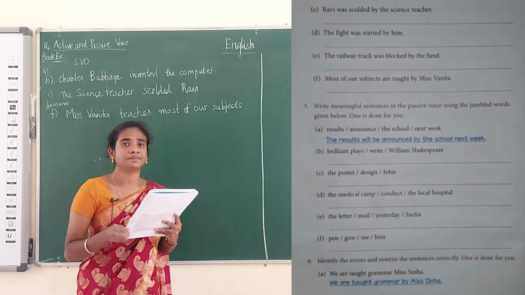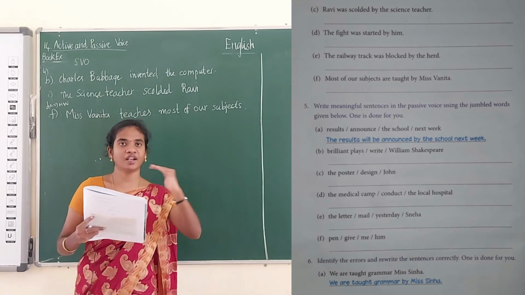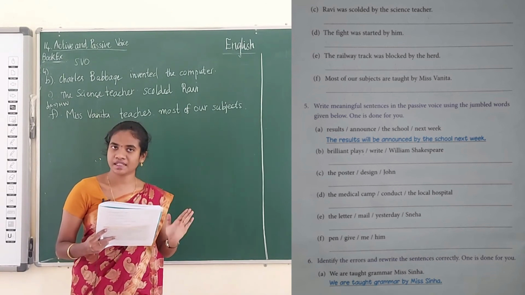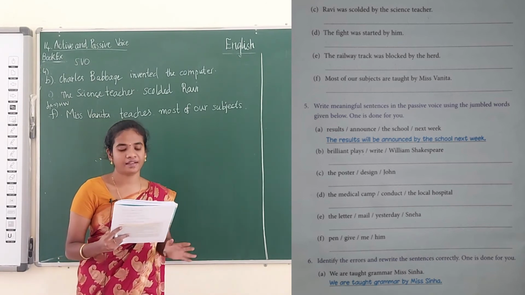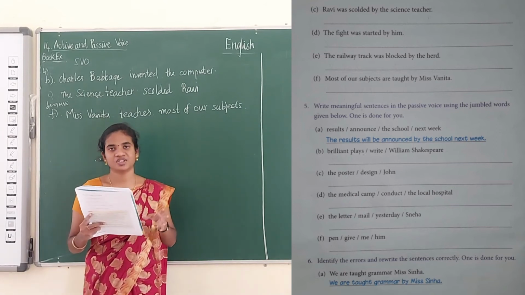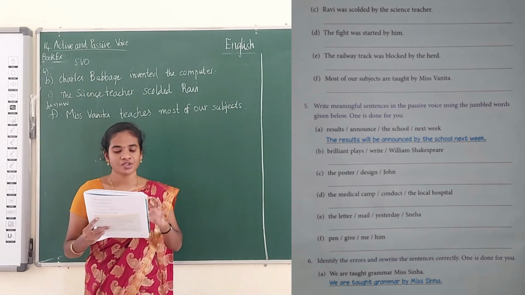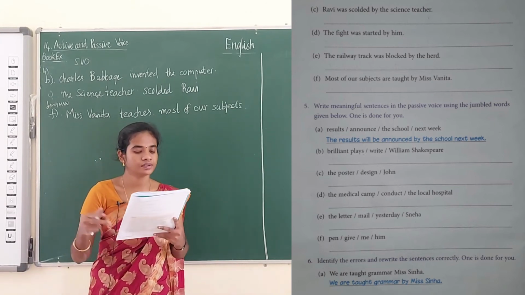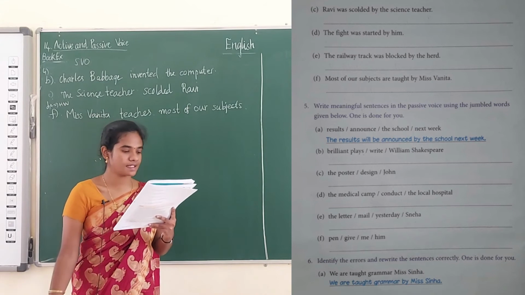Here the subject and object are given very correctly. In the fifth exercise, the subject is given rightly and the object is given rightly. In between, the be verbs and V3s are just jumbled. You have to write this. A, B, C, D, E, F are the homework. The fifth is very easy, you can do this as homework.